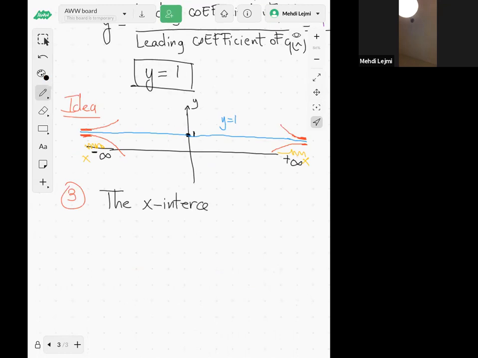So for the x-intercept, guys, when we have rational functions, a rational function is like a fraction, right? And you want to solve the fraction. Remember, x-intercept was like to solve f of x equal to 0. Now, for a fraction to be equal to 0, it means that the numerator is 0. So for the x-intercept, all you have to do is solve the numerator equal to 0.